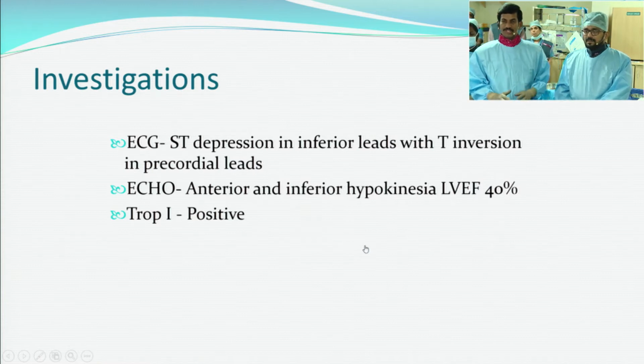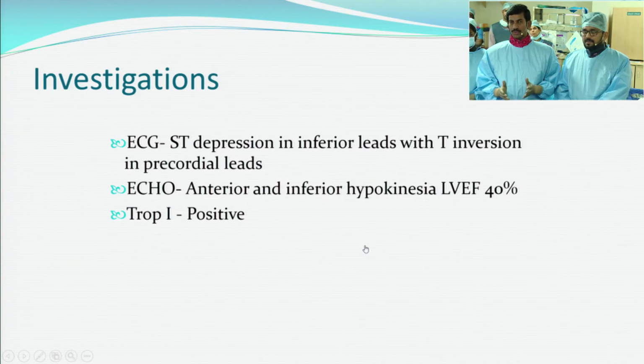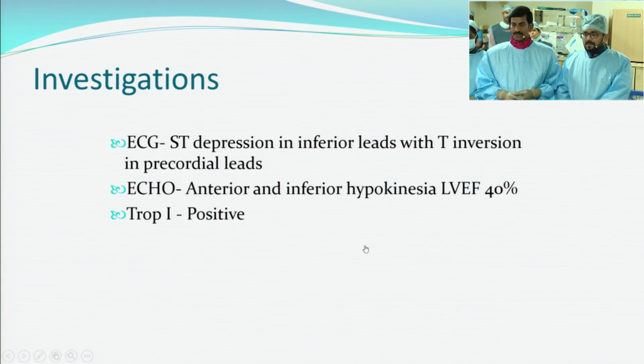The ECG shows ST depression in inferior leads and T inversion in precordial leads. Echo showed wall motion abnormality in both anterior and inferior territories with an EF of 40.